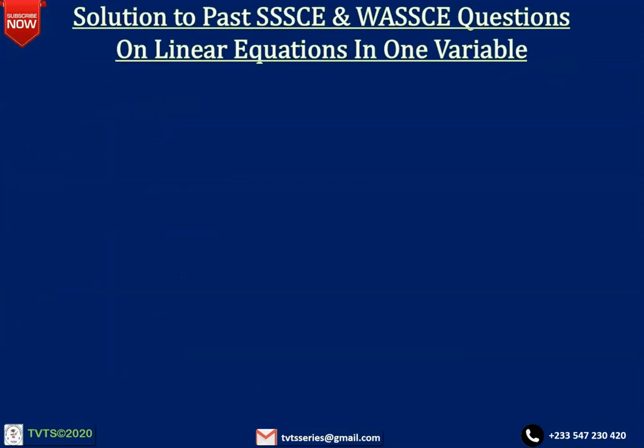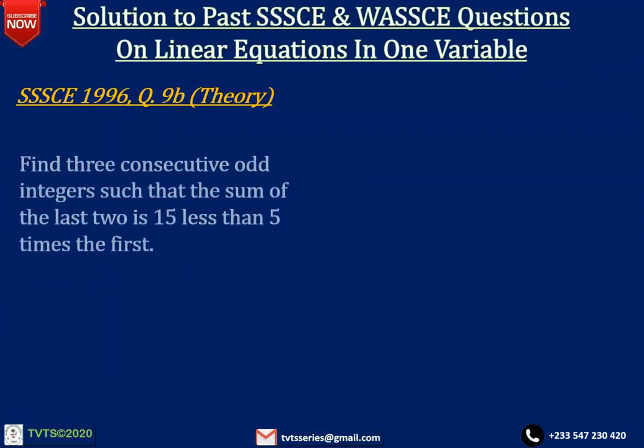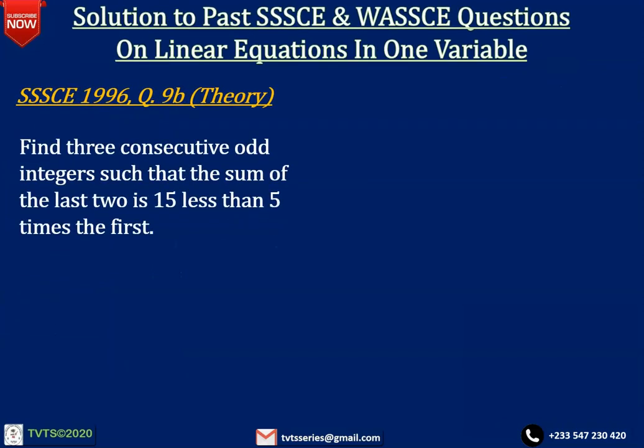Next is theory question 9b of SSSCE 1996. Find 3 consecutive odd integers such that the sum of the last two is 15 less than 5 times the first. Solution.